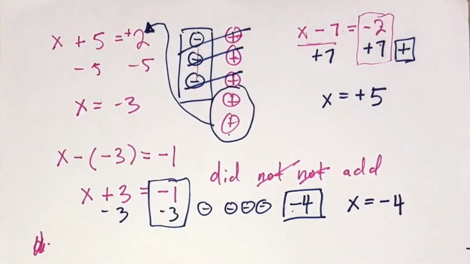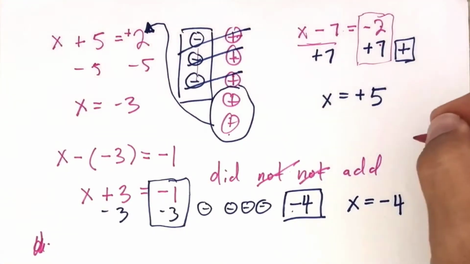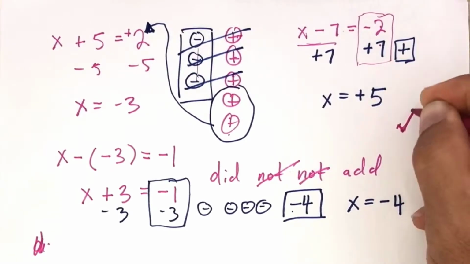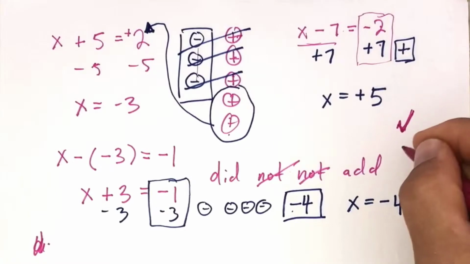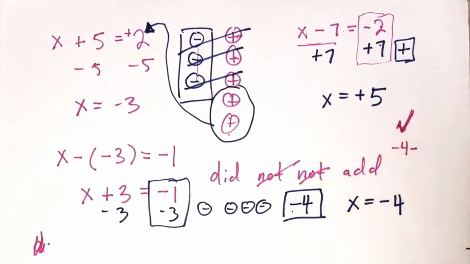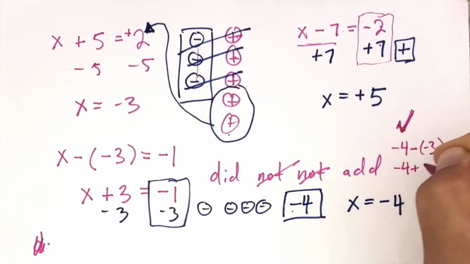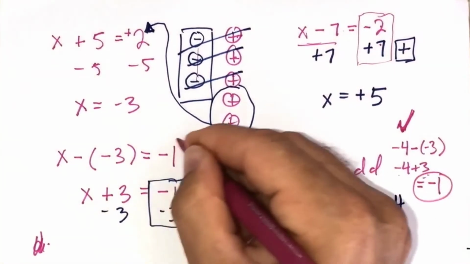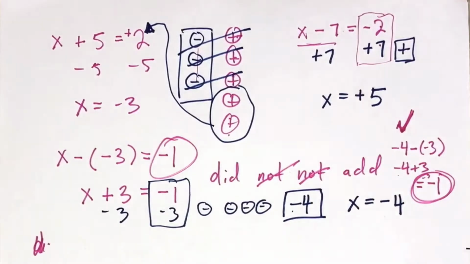And it's important too to check your work. So if we want to check our work here, we did -4 minus a -3, and we did -4 plus 3. Here we have numbers with different signs, and we're going to do -4 plus 3. You're going to get your -1, which is exactly what we wanted in the beginning here.